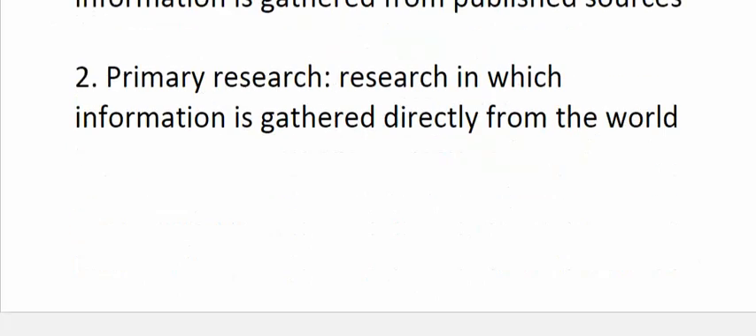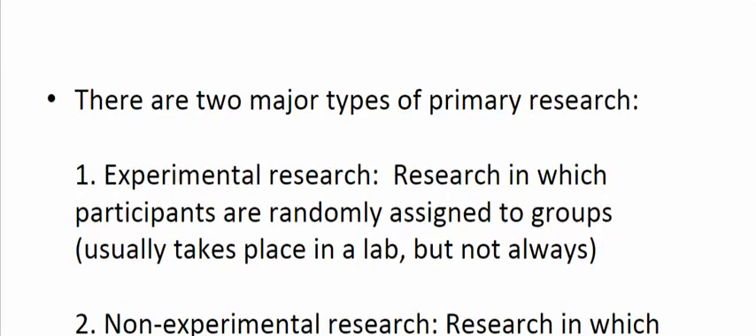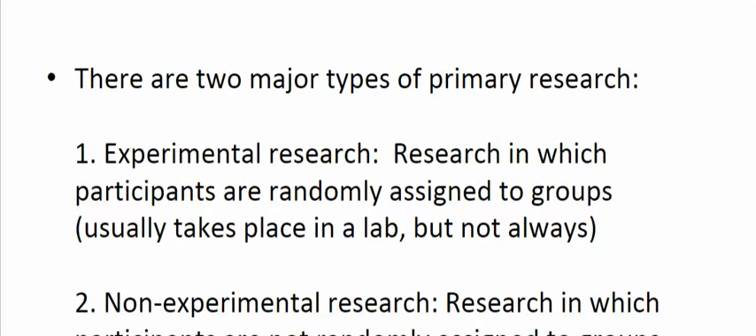Now let's move ahead and talk about the two major types of primary research. In psychology, the two major types of primary research are experimental and non-experimental research. And we'll actually talk about these in the next part of the video. We'll pick up right where we left off.